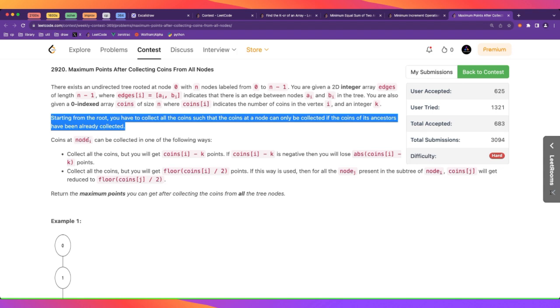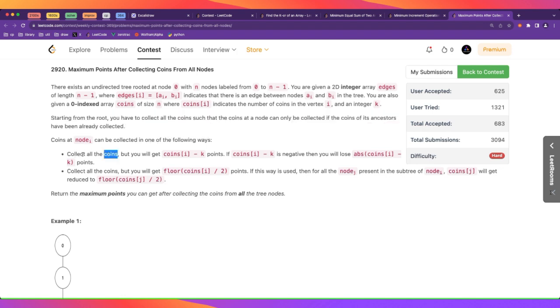All right. Coins at node i can be collected in one of the following ways. So one way is to collect all the coins, but there's the notion of points and coins, and the points are calculated by this expression. In this case, it's coins of i minus k, which can be negative, so you can lose points when k is bigger than coins of i.